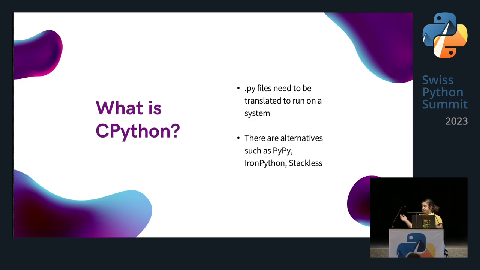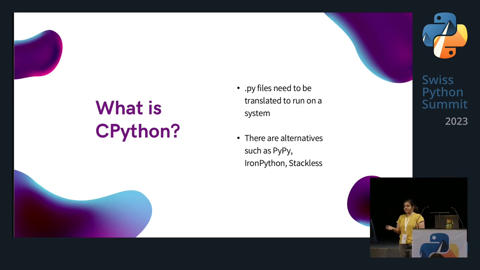So without further ado, what is CPython? Everybody here presumably codes in Python. If you don't, why are you here? But you're still welcome. You write all of these .py files, and these files need to be converted into something the machine can understand. That is what CPython does. CPython is the reference implementation. It is the version that Guido van Rossum started before I was born.